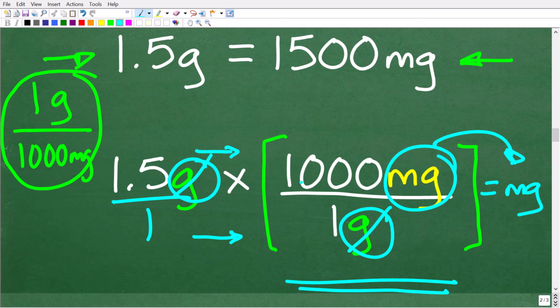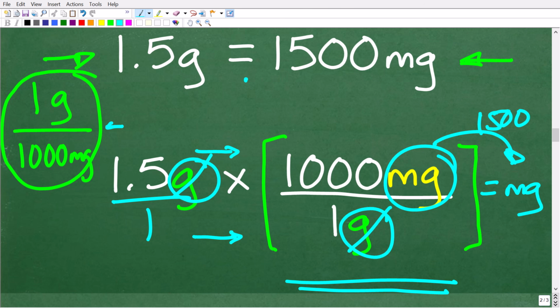So 1.5 times 1,000 is 1,500 milligrams, right? This is how you use a conversion factor to go from grams to milligrams. This is really important because when you are converting more challenging units of measure, if you're not thinking in terms of a conversion factor, you will get confused. Now, let's suppose you were thinking this way, which is right. In 1 gram, there's 1,000 milligrams.